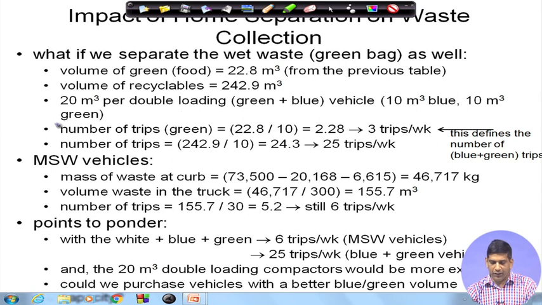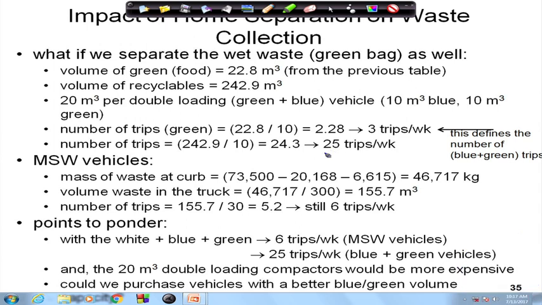So again, you can calculate the number of trips you will require for recyclable as well as for the green, and how much you require for the MSW vehicle. If you look at that, you need 6 trips per week if you had just done everything together. But if you do blue and green separate, you need 25 trucks per week. So we probably have to have that. But what we have seen is, for the green you can do it in 3 trips, but for recyclable you need 25 trips. That means we actually need more volume on the recyclable part.